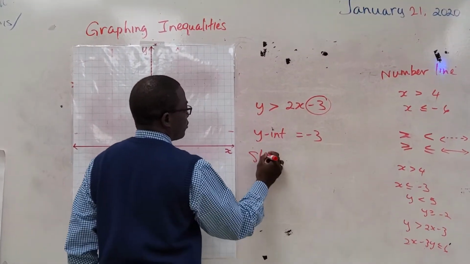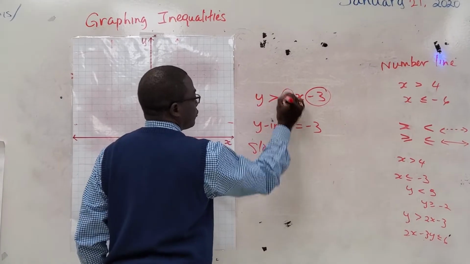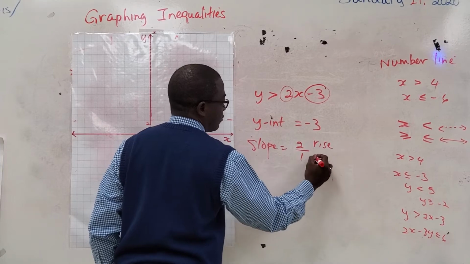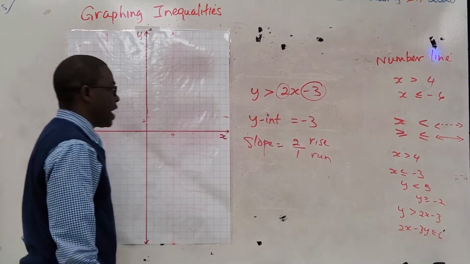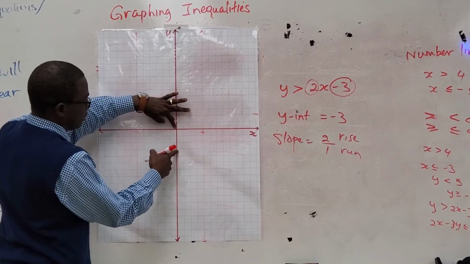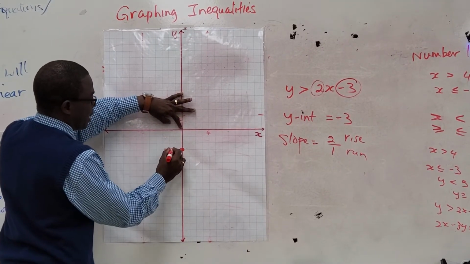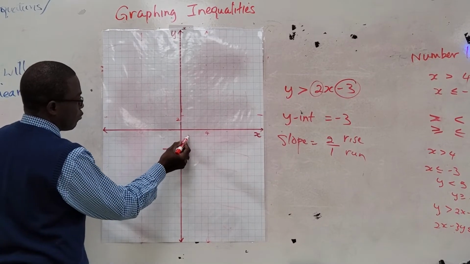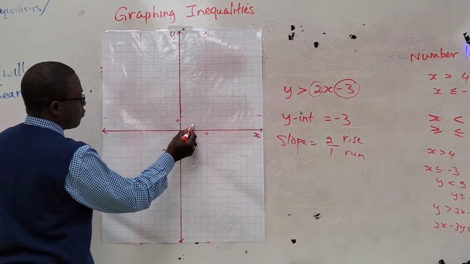I know my slope is equal to 2, which is 2 over 1. So I'm going to rise 2 and run 1. So how would I graph that? I'm going to start at my y-intercept of -3. So 0, 1, 2, 3. So I have a point at -3. And then my slope is I go up 2 and over 1, up 2 over 1.